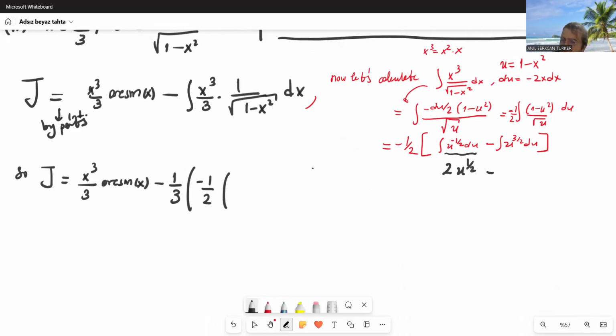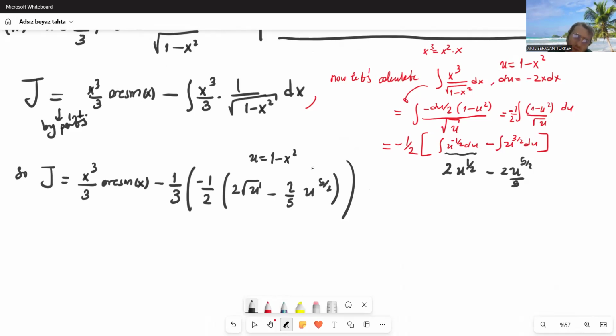So this is just u to the power 5 over 2, times 2 over 5. Okay, so this is 2 square root of u minus 2 over 5, u to the power 5 over 2. But of course, what is your u? So u is equal to, by the way, 1 minus x squared. So when you plug the values, it becomes this.